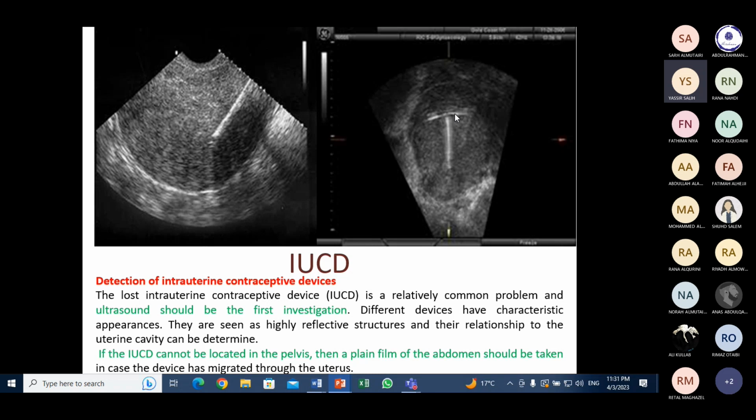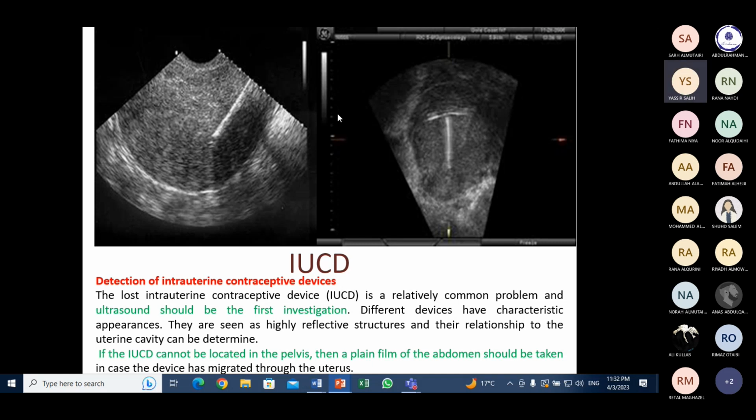We know the IUCD has a T shape, and on ultrasound it is hyperechoic, white, with a characteristic shape, which is a T shape. So the IUCD appears on ultrasound as a hyperechoic or highly reflective structure. Normally it is in the uterine cavity, but if it perforates the uterus, it is outside of the uterus. So the important thing is to search for this IUCD in case of a perforated uterus.